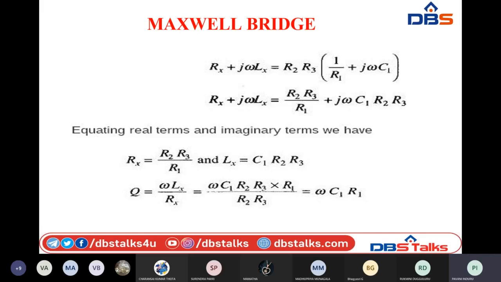And here Q is nothing but the quality factor of the Maxwell's bridge, which lies in the range 1 to 10 in case of Maxwell bridge. The quality factor is nothing but the ratio of the reactance to the resistance. Here the reactance of the inductance is nothing but omega Lx, which is divided by the leakage resistance Rx. So whenever we find the quality factor, we obtain the expression like this, that is nothing but omega C1 R1.